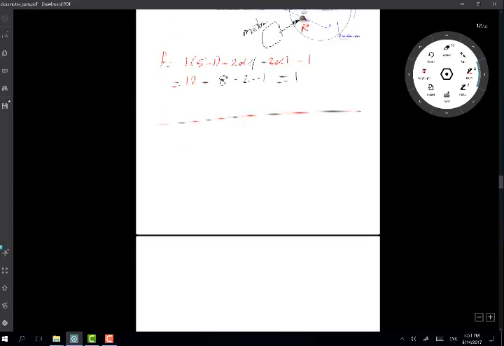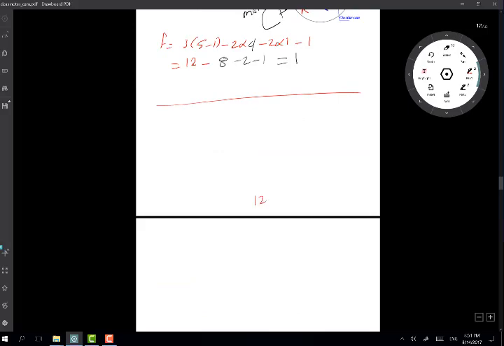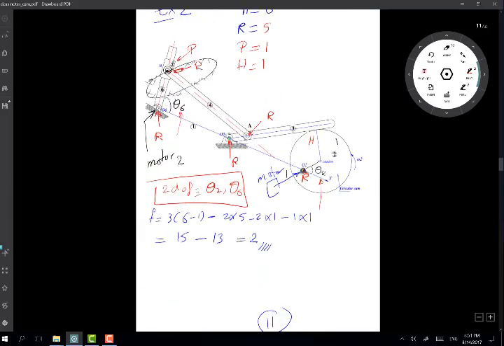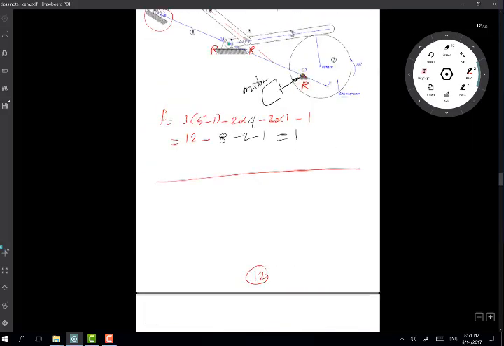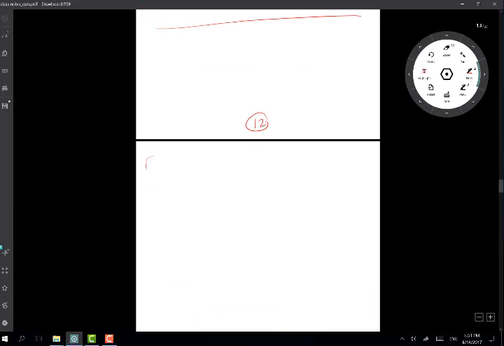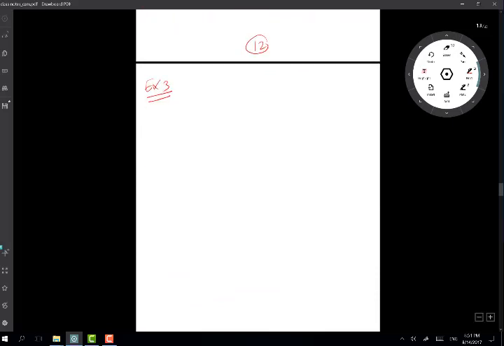Here this will be page 12. Example 2. This will be example number 3. So in this example, I'm going to look at a 4-bar chain, and I want to calculate degrees of freedom in this case.